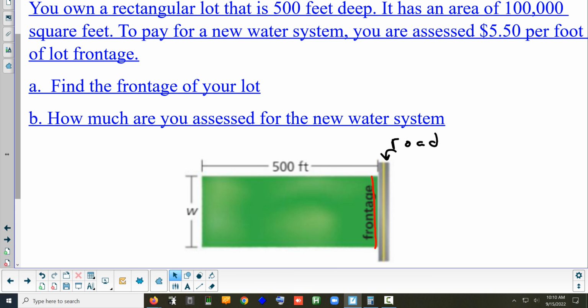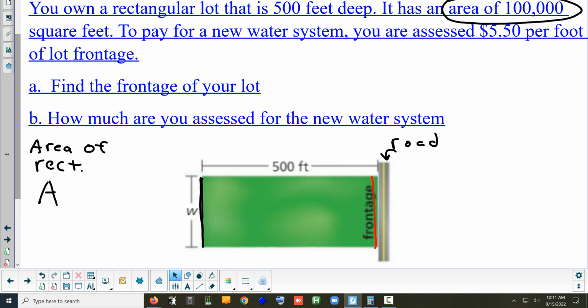So, when they say find the frontage of your lot, that is this, from here to there. And a number that they give us that is very important is this. They tell us that the area of the property is 100,000 square feet. Now, what shape is our property? They tell us that right away. Yep, it's a rectangle. So what we're going to need is the formula for the area of a rectangle.